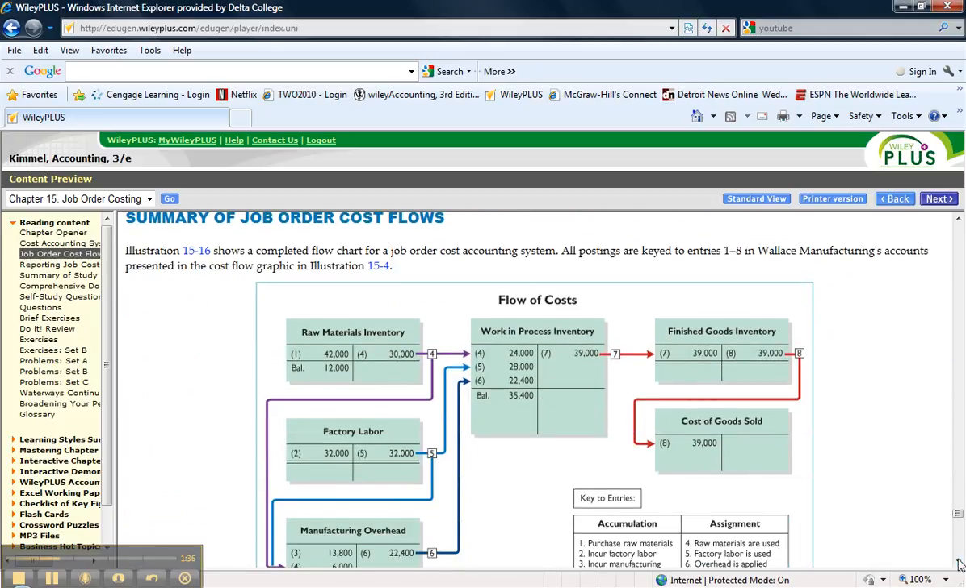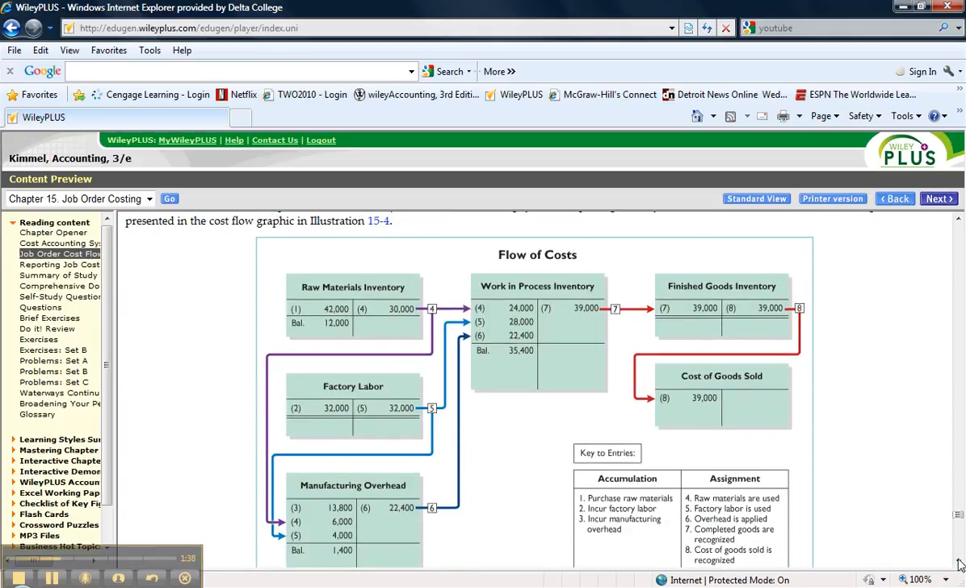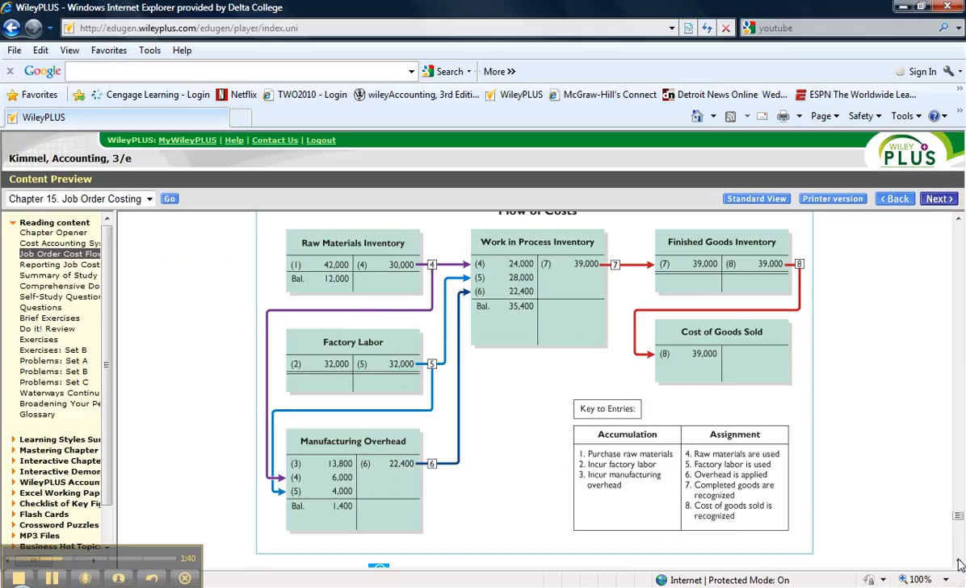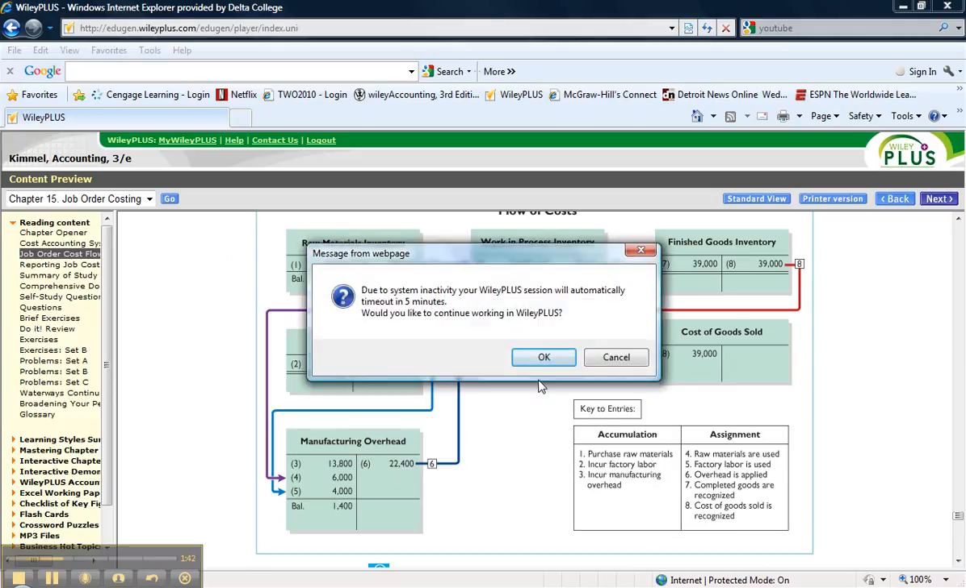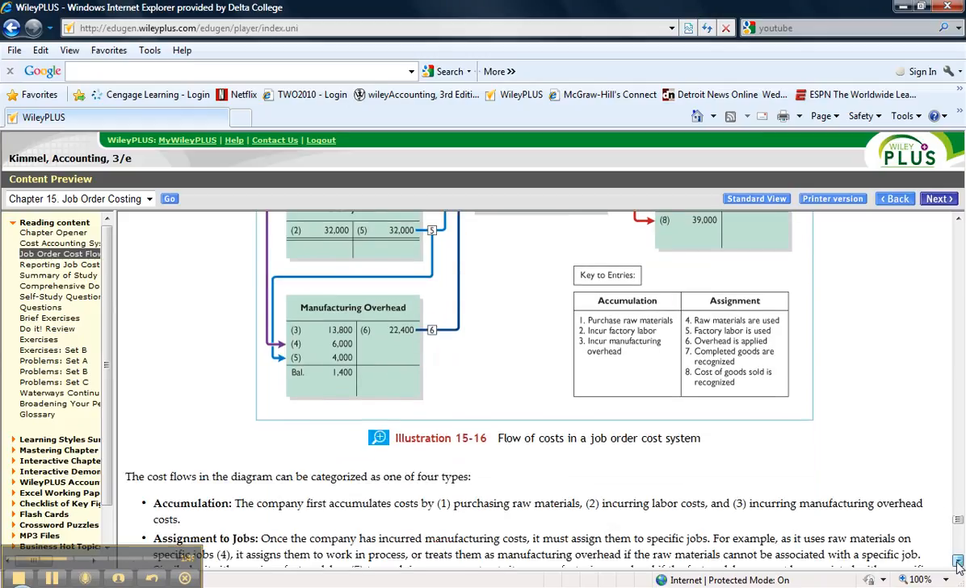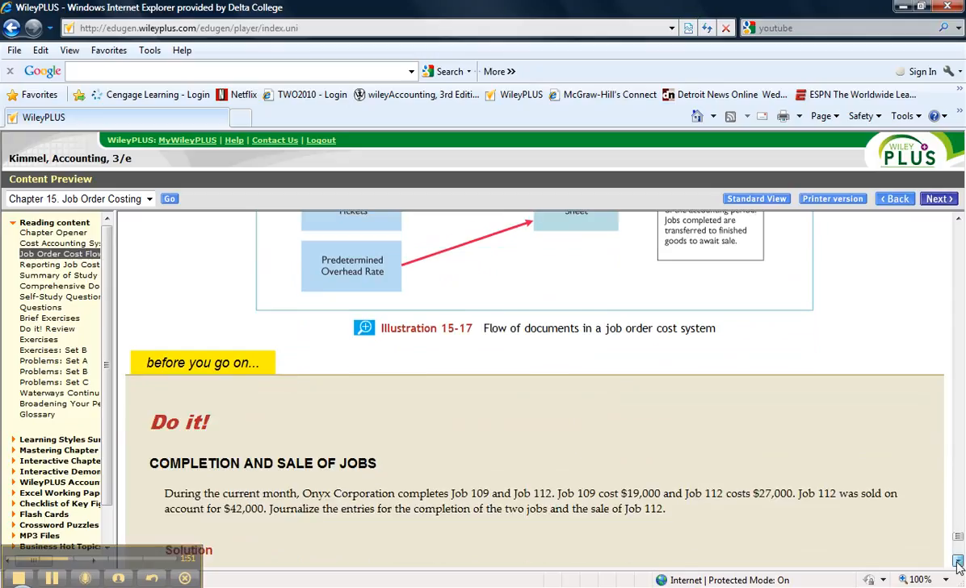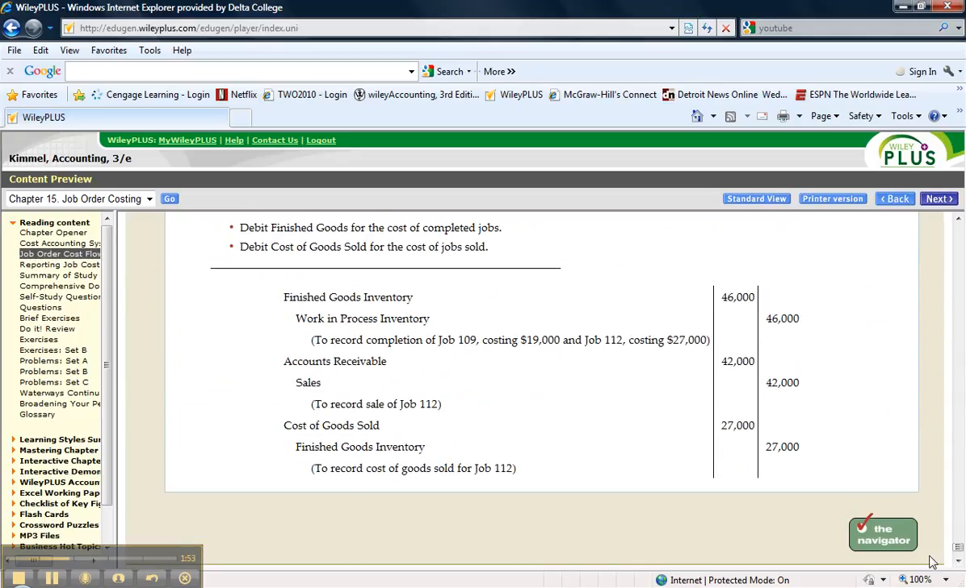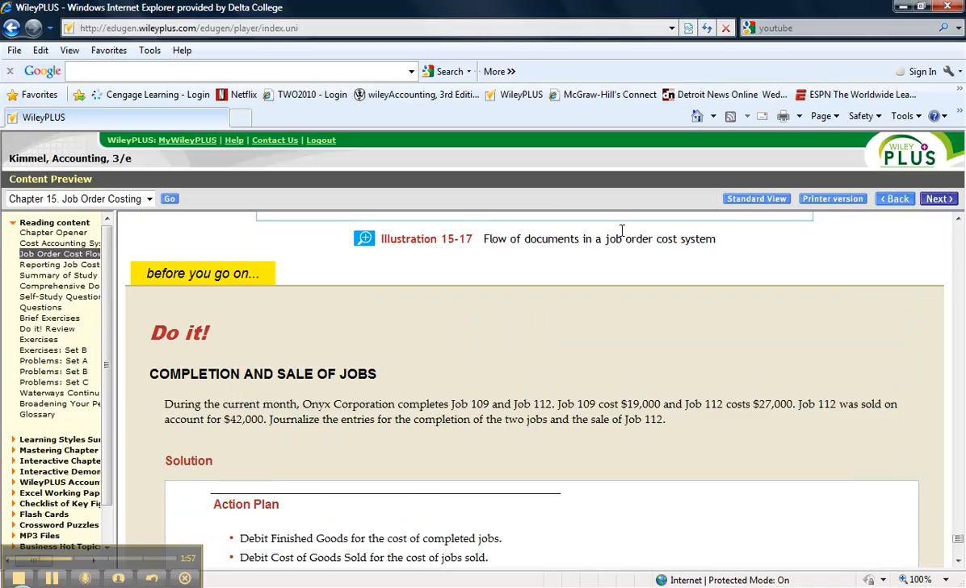And this illustration shows you a good summary of the whole process of all the costs moving through the accumulation accounts and into work in process, and then finished goods, and then cost of goods sold. You can see some finalized entries down here on this example problem that they have you do. So you can work through some of that stuff too.